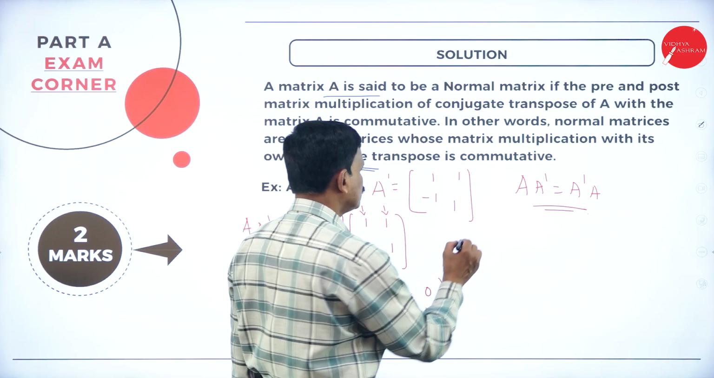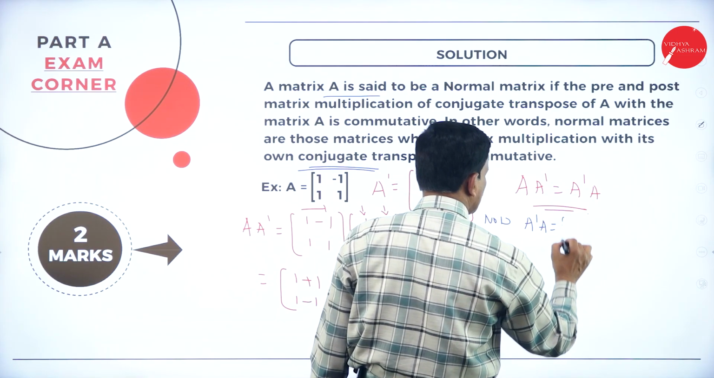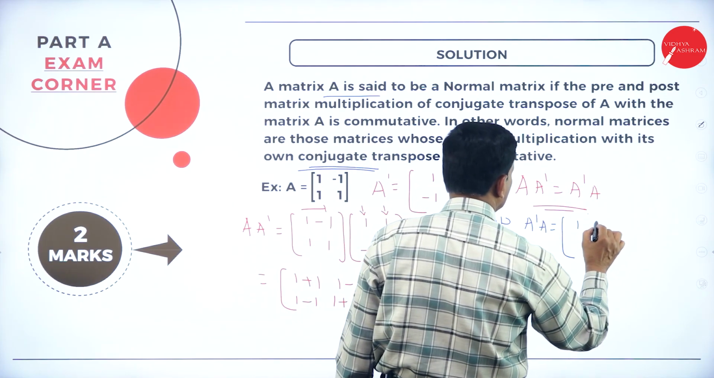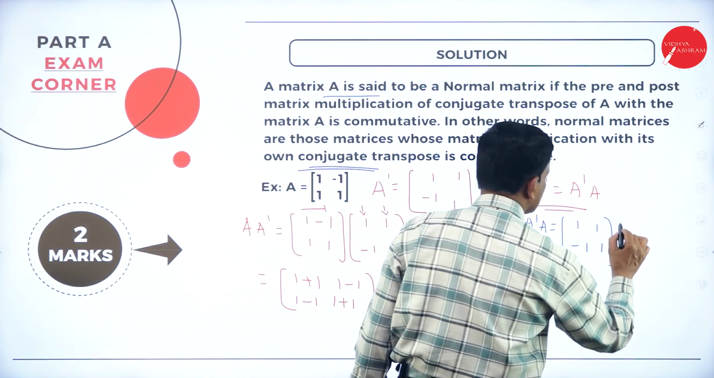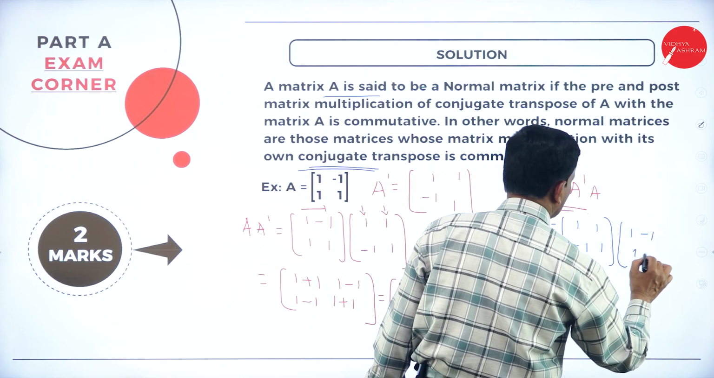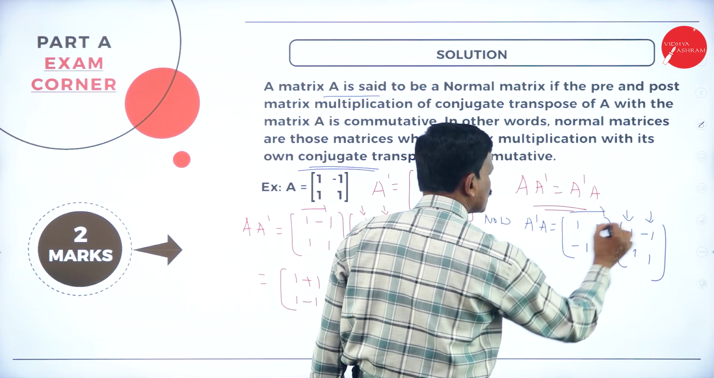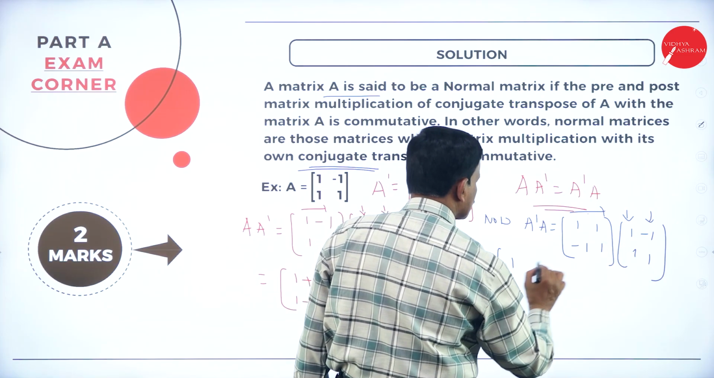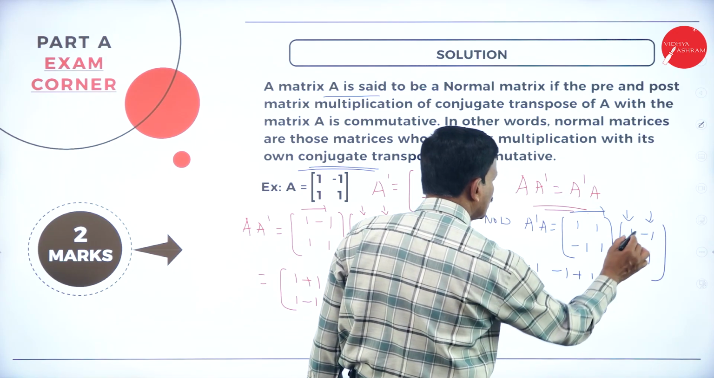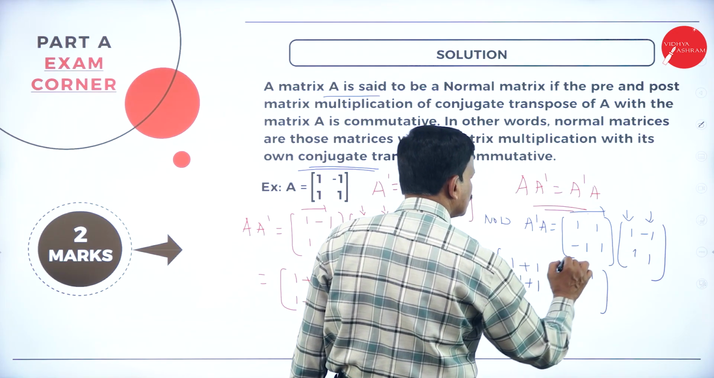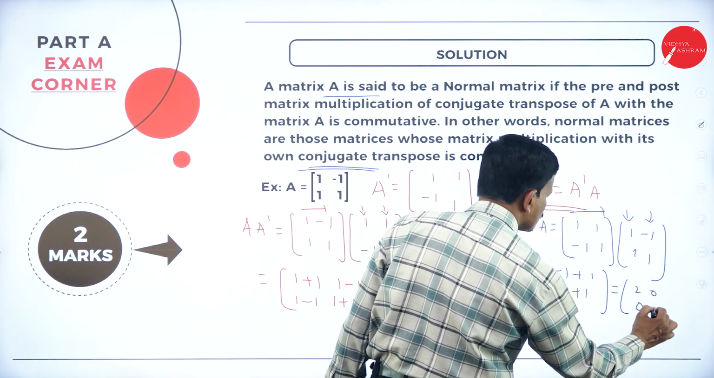Now, find out A dash into A. What is A dash? A dash is 1, 1, minus 1, 1. This is the transpose, and A is equal to 1, minus 1, 1, 1. Check whether you will get the same answer or not. First row, first column, second column: 1 into 1 is 1 plus 1 into 1 is 1. Again 1 into minus 1 is minus 1 plus 1. Again minus 1 into 1 is minus 1 plus 1. Minus into minus is plus 1 plus 1. So, this is equal to 2, 0, 0, 2.